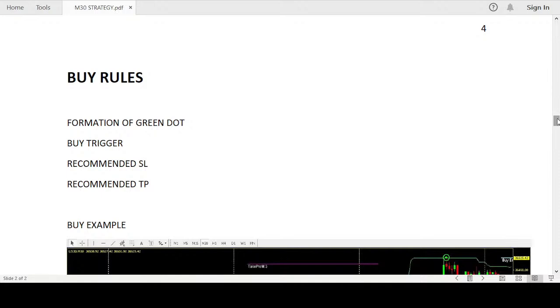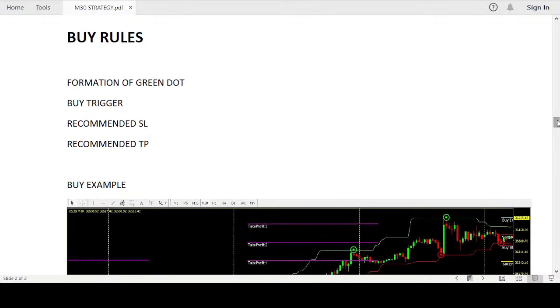So here are the rules, guys, in order for us to buy. And we're going to look at some of these examples on the charts in just a bit. So to buy, there needs to be a formation of a green dot. And then after the formation of a green dot, there needs to be a buy trigger. It has to happen either at the same level of the green dot, or it can be above. But if there's a green dot and the price trigger paints a buy level underneath the green dot level, we're not going to take that trade. I'm also going to explain that in just a bit.